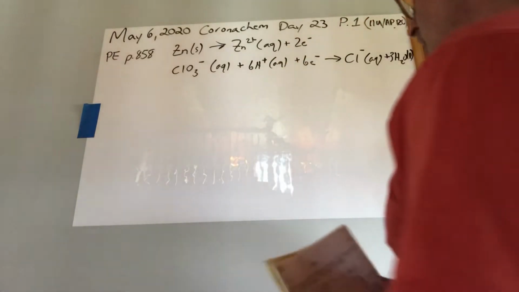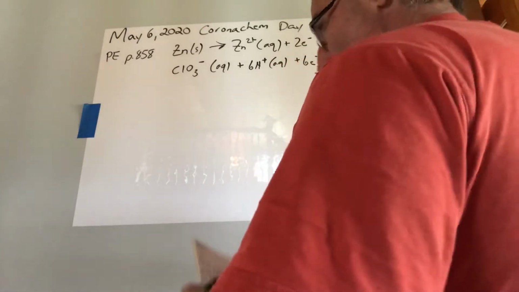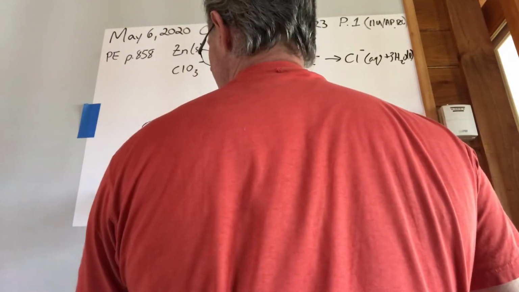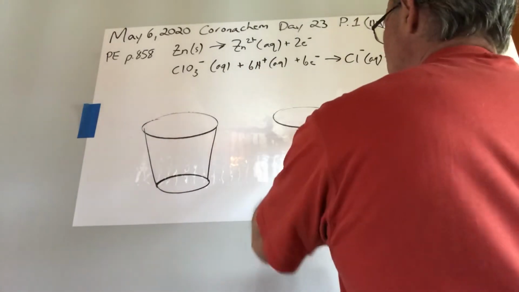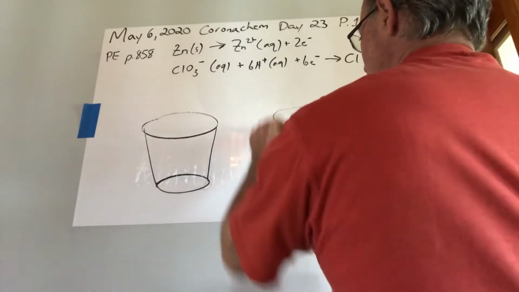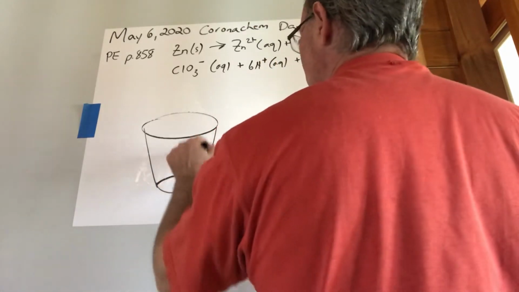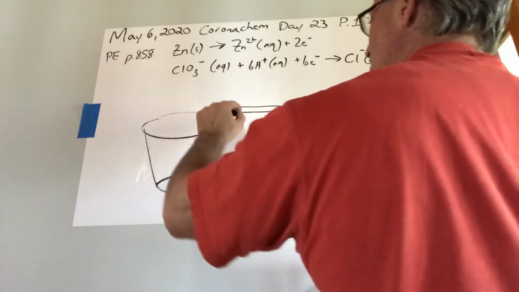Okay, so there's your two balanced half reactions. Now let's show how that is going to play out in a cell. How would that look? So you'd have two beakers. Actually, these look more like buckets, but it doesn't matter. I'm not an artist, and you don't have to be. All you have to do is get the idea across. So there's your salt bridge.